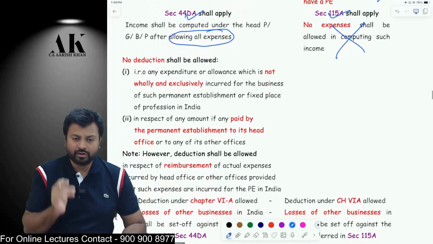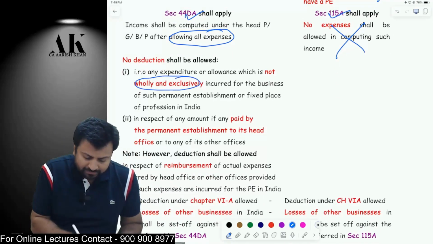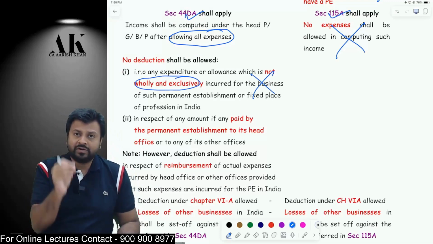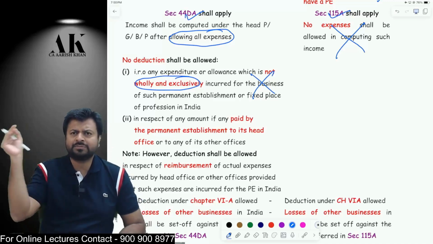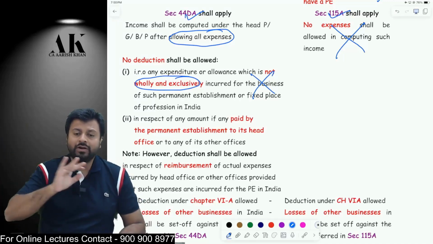Very important. If an expense is not wholly for Indian branch, it will not be allowed as deduction. Therefore, the expense has to be wholly for the Indian branch. If it is not wholly for Indian branch, it is partly for Indian branch, partly for foreign branch or foreign HO, then it will not be allowed as deduction.